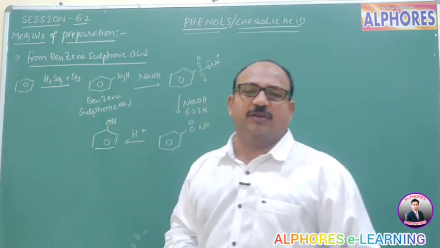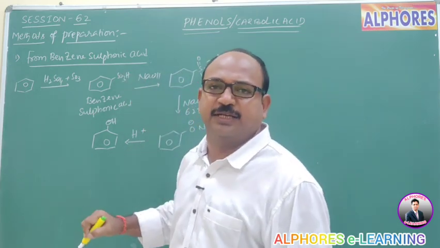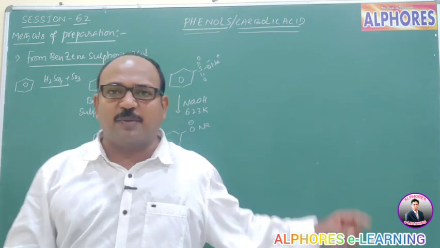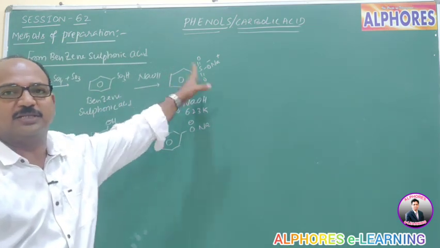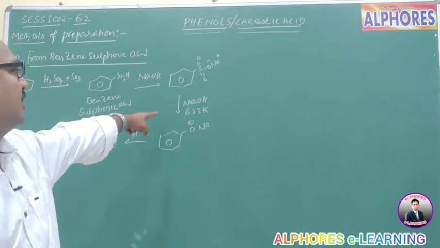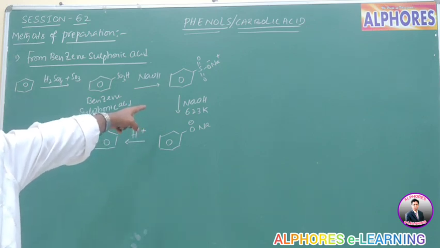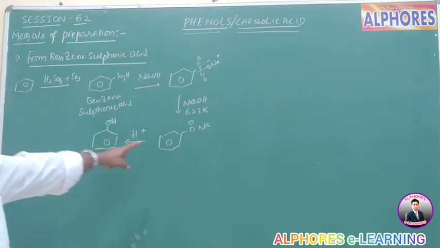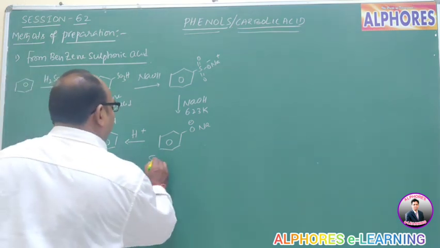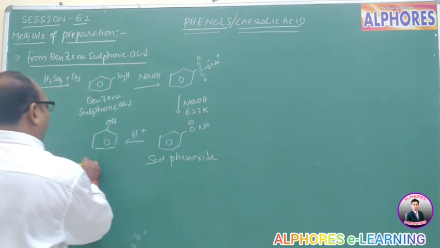Benzene upon reaction with fuming sulfuric acid gives benzene sulfonic acid. This benzene sulfonic acid upon reaction with sodium hydroxide gives the sodium salt of benzene sulfonic acid. This sodium salt upon fusion with sodium hydroxide at 623 Kelvin gives sodium phenoxide. This sodium phenoxide upon acidification gives phenol.